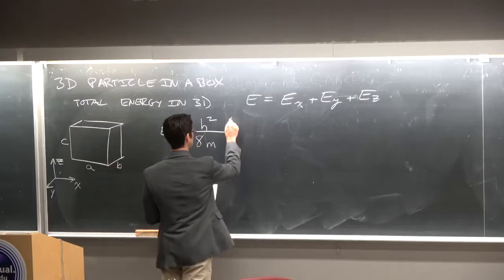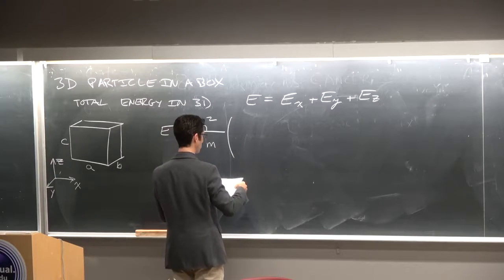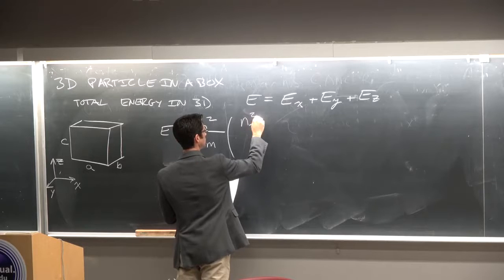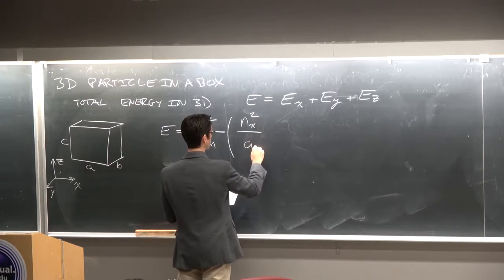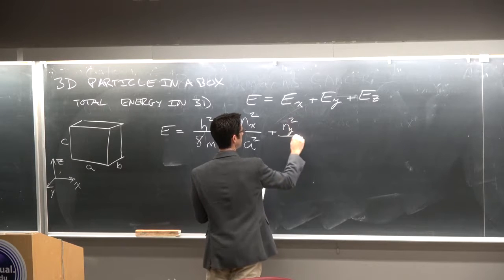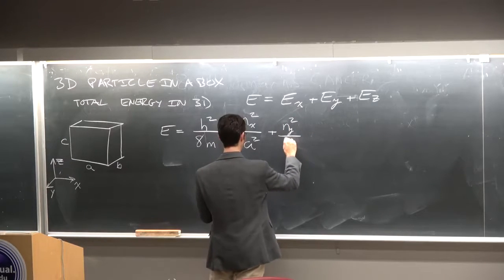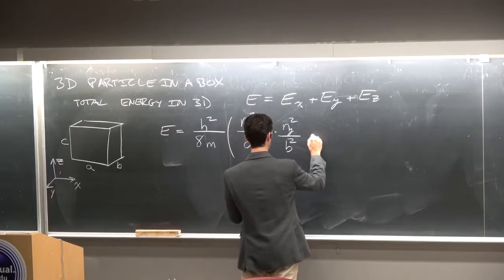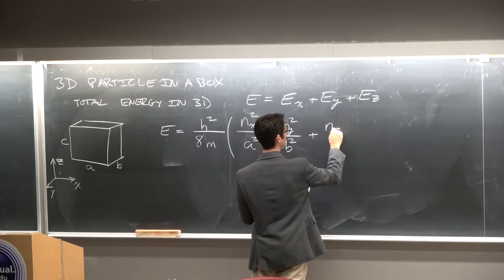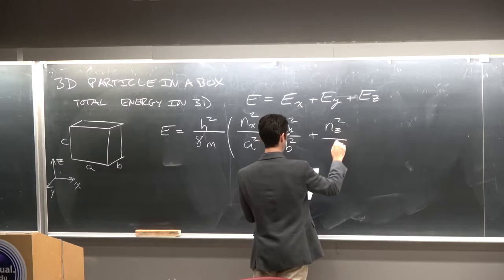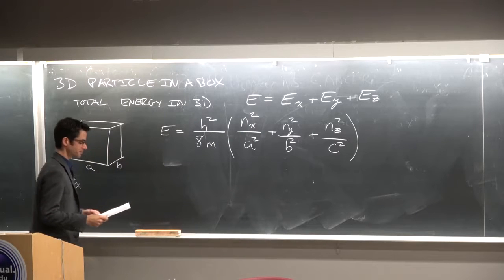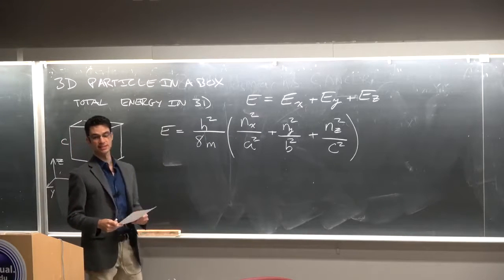over 8 times the mass of the particle, times the quantity nx squared over a squared plus ny squared over b squared and nz squared over c squared. Now, what do the wave functions look like?